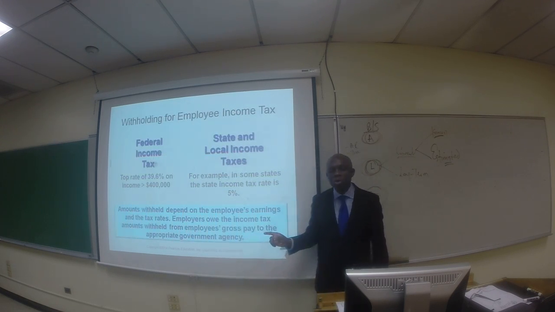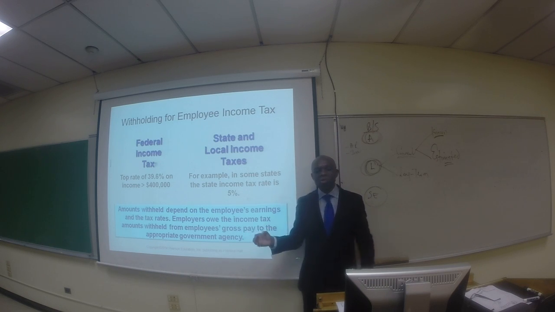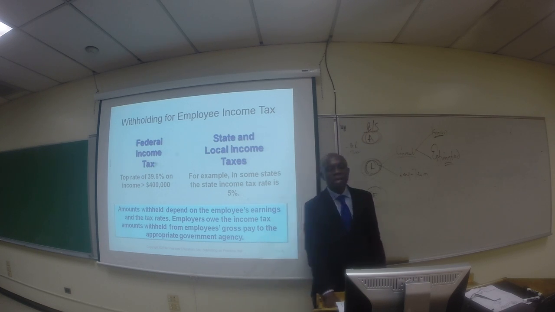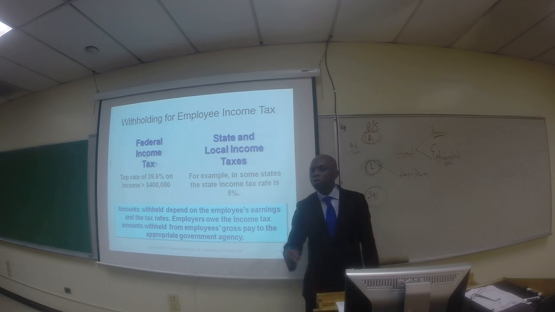So, withholding for employee income tax. These are the withholdings that the company will withhold from us. Look at this, federal income tax. How much tax do we pay on your federal income tax? It depends on whether you are married or single. It depends on how many dependents or children you have. It depends on multiple factors, and it depends on how much money you make as well.